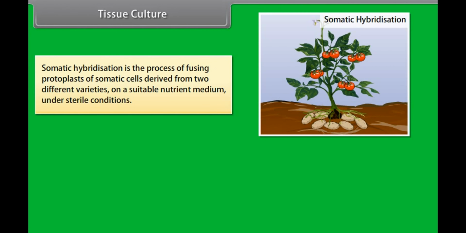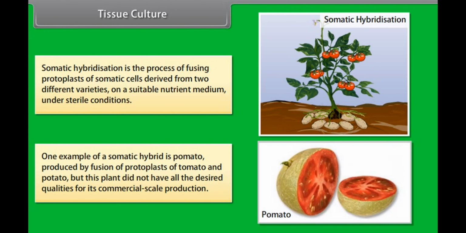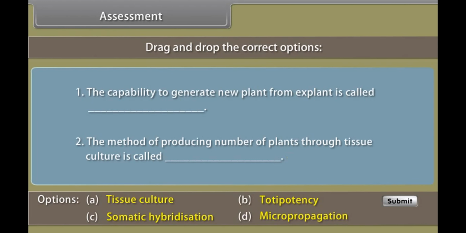Somatic hybridization is the process of fusing protoplasts of somatic cells derived from two different varieties on a suitable nutrient medium under sterile conditions. One example of a somatic hybrid is pomato, produced by fusion of protoplasts of tomato and potato, but this plant did not have all the desired qualities for its commercial scale production.